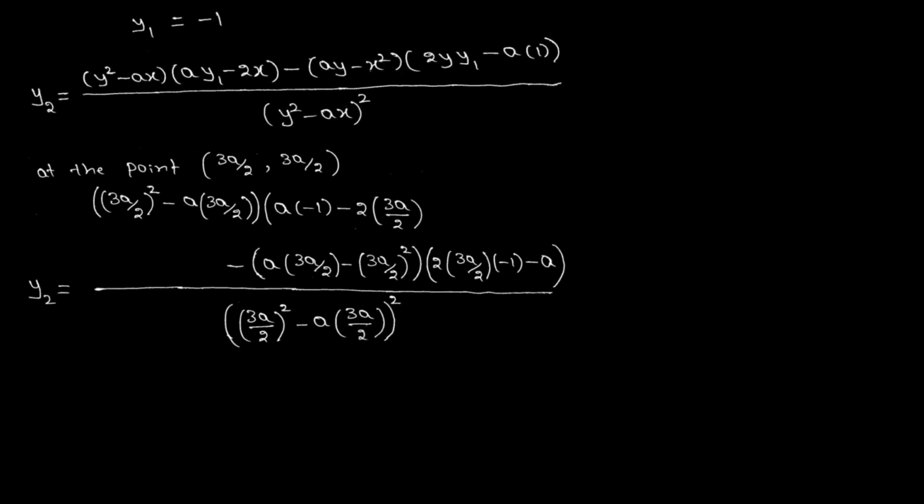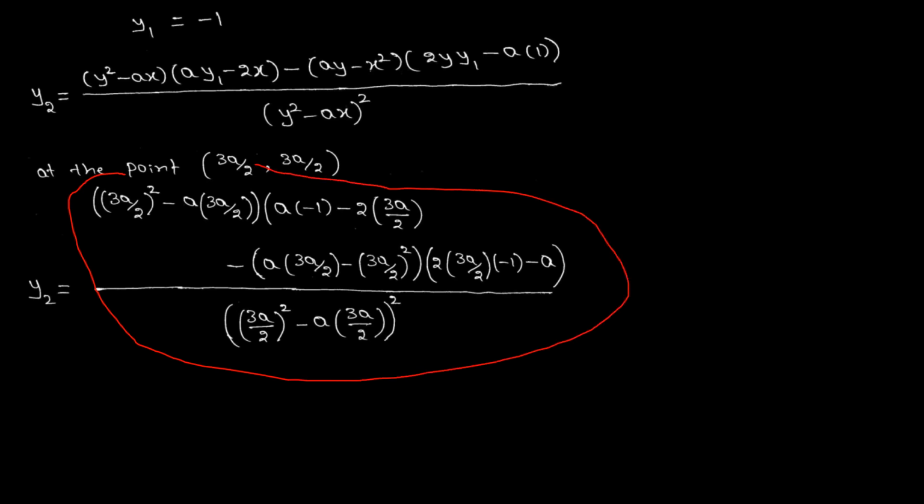It looks complicated. This expression looks complicated to simplify. So let us go piecewise. You can see some similar terms here. See here, we have this term 3a by 2 whole square minus a into 3a by 2. The same term is being repeated here.